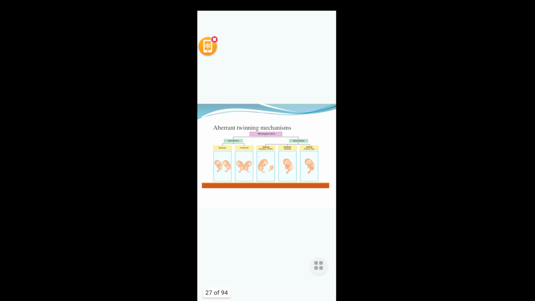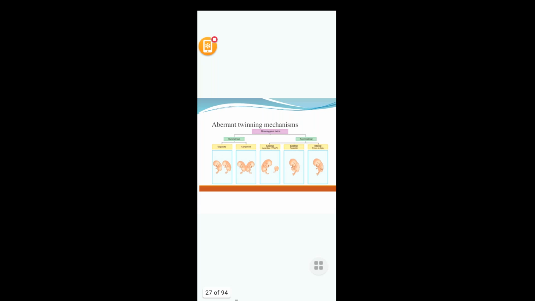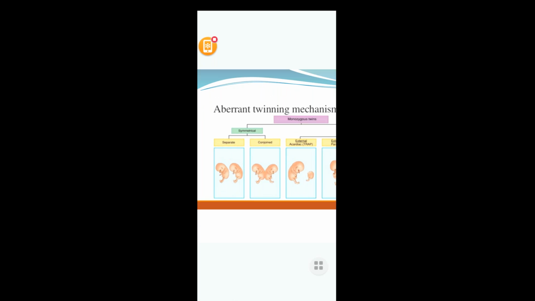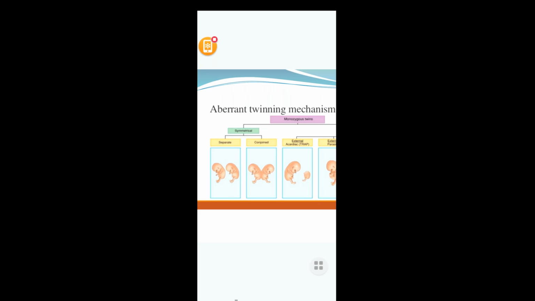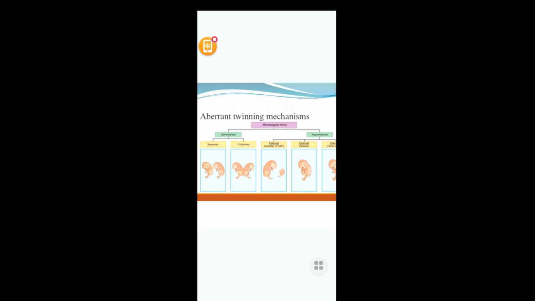which is growing healthily. In a monochorionic twin, there is a shared circulation in the placenta with different anastomoses, that is arterial to venous, venous to venous, and arterial to arterial. Any of these abnormalities results in twin to twin transfusion syndrome. Aberrant twinning mechanisms: this is of zygosity. Separate, symmetrical conjoined twins, acardiac: these are the different varieties of monozygous twins.